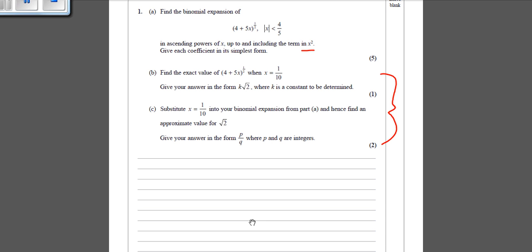So we've got to do up to and including x squared for this one. But at the moment we can't do the expansion because it's not 1 plus. So what we do is we take the 4 outside. But then we've got to raise the 4 to this power. So it's going to be 4 to the power of a half. And if we divide inside by 4, it's going to be 1 plus 5 over 4x to the power of a half. Now 4 to the power of a half, that's just 2, because remember the power of a half means square root. So that's going to be 2 lots of the bracket.